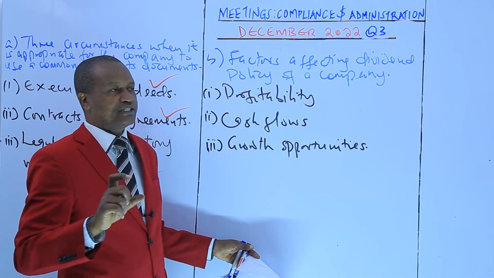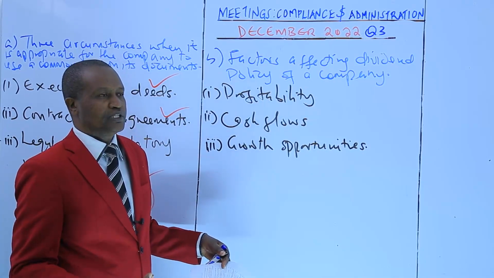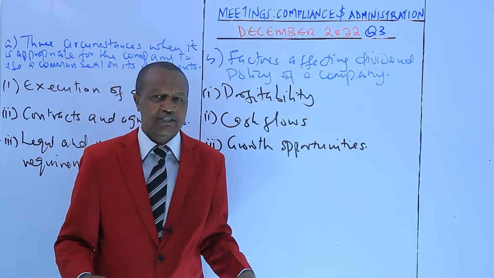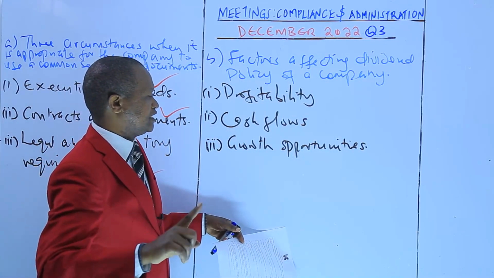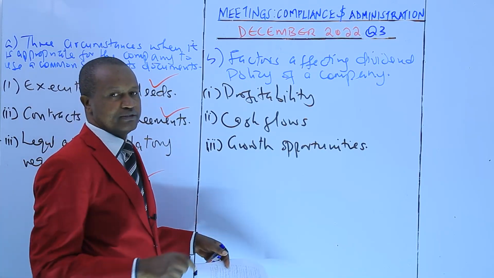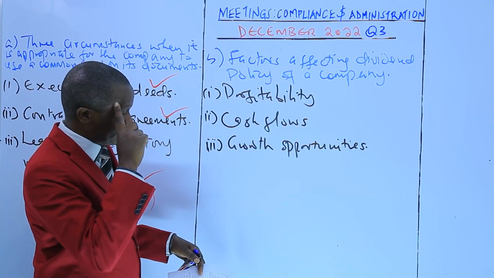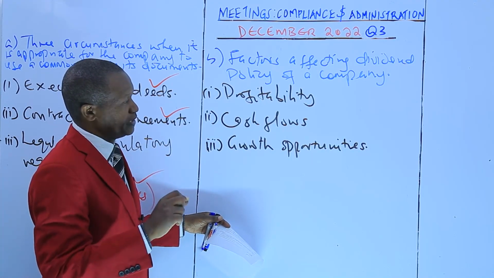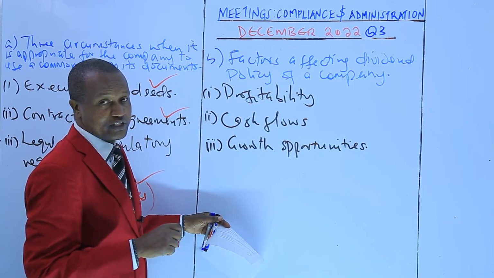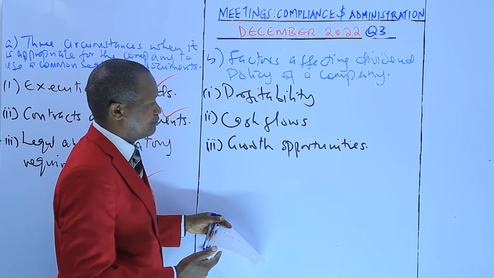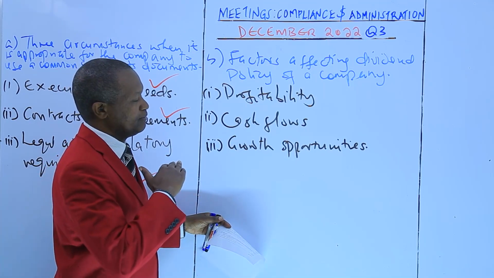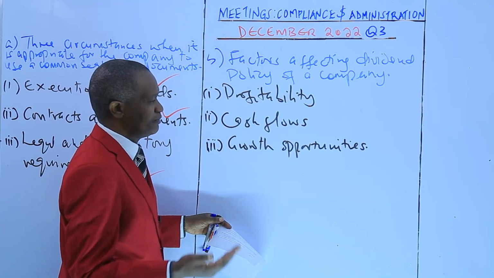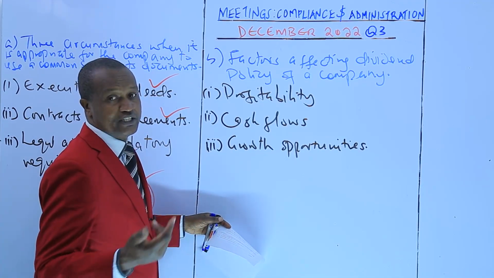Now, the company's stage of development, the investment plans, and also the capital requirements can impact its dividend policy. So if a company is at its infant stage, then that company is likely not to pay dividends. It's likely to retain the earnings for the purposes of growing the company. But if the company is at maturity stage, this is a company with profits, company with cash flows, such a company can afford to declare dividends.